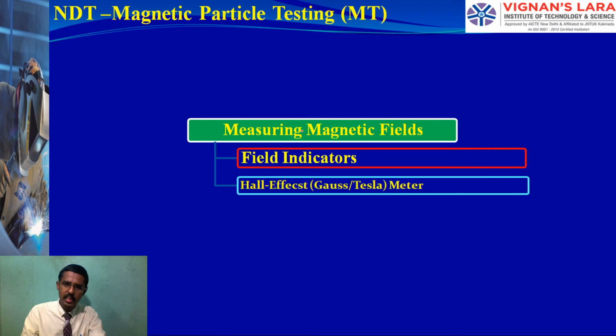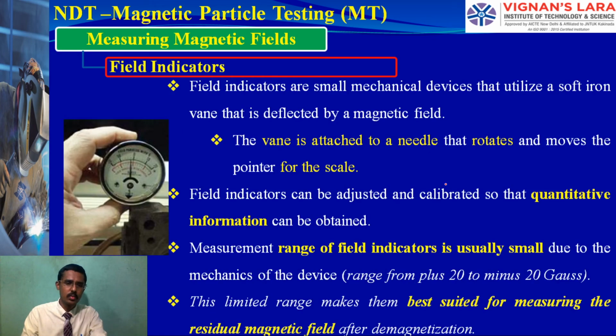So, measuring magnetic fields. One is a field indicator, one is a Hall effect meter. You see, one by one. This is one wonderful example to identify whether it is demagnetized or not demagnetized. It's a pocket gauge, a pocket gadget. You can keep it in the pocket and take it out. Some magnets are kept inside, and accordingly the knob will be moved here and there.